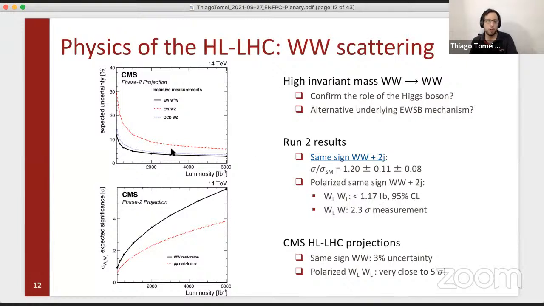When we go to the High Luminosity LHC, as shown here on the left, we'll be able to measure the complete same-sign WW with 3% uncertainty, more or less, as you can see here. And the doubly polarized one, WL, will be very close to 5 sigma. So this is something that will allow us, the High Luminosity LHC will allow us to completely unravel this process.